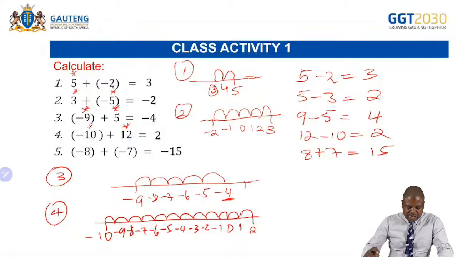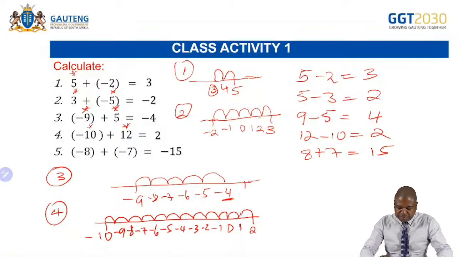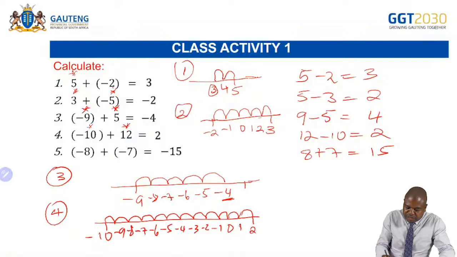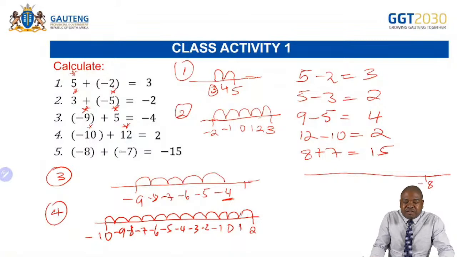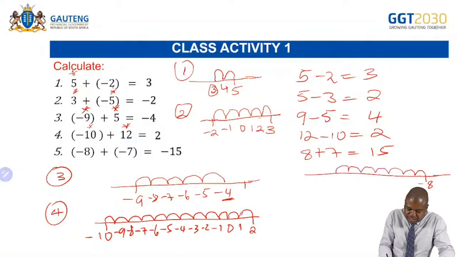And then for number 5, let me just do number 5 as well. You're going to start at -8. Then you are adding -7. So what are you supposed to do? You're going to move 7 units to the left. So it's going to be 1, 2, 3, 4, 5, 6, 7, and your answer is -15.